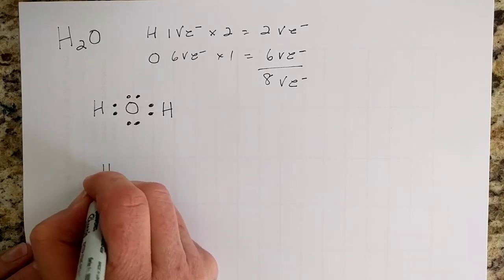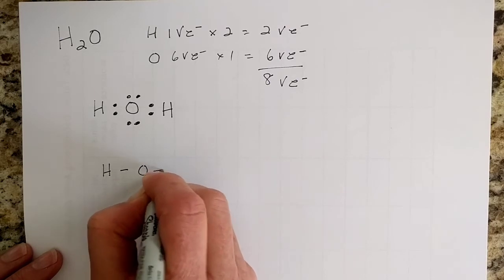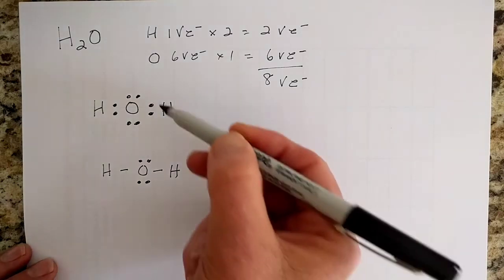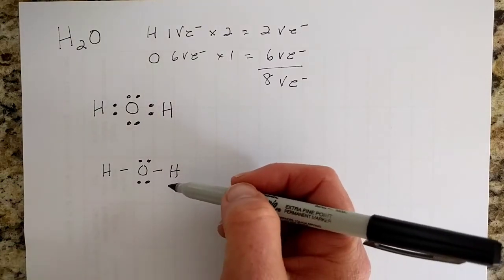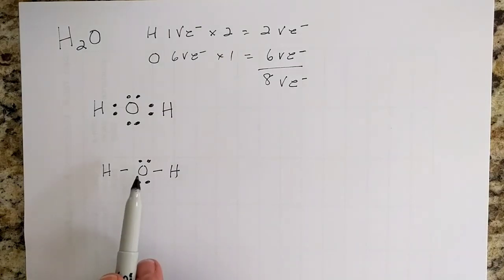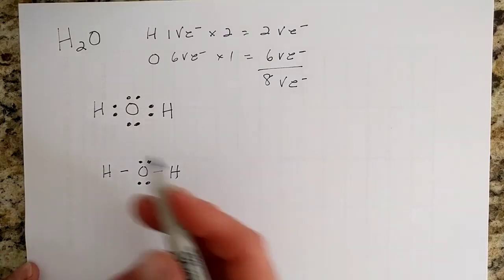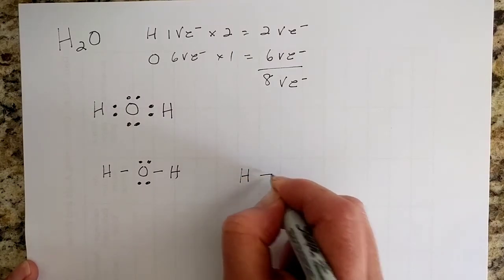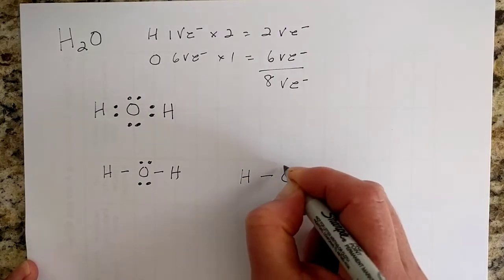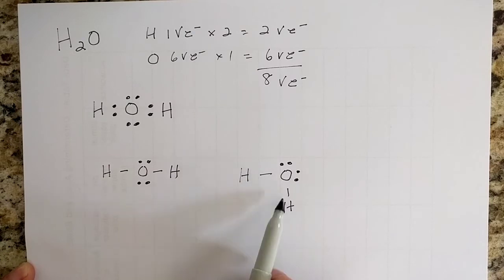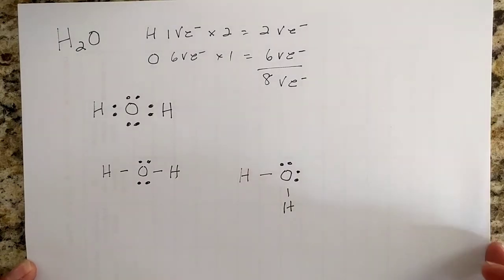We could also write it as H-O-H and put in our lone pairs of electrons. Both of these are valid Lewis structures. And we can see the oxygen has 2 bonding sets around it and 2 lone pairs of electrons around it. All right, and it wouldn't matter if we did it like this. These represent the same thing. They both represent single bonds between the hydrogen and the oxygen, and an oxygen that has 2 lone pairs of electrons on it.